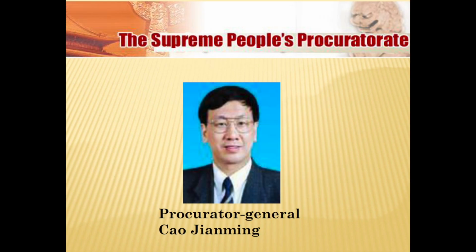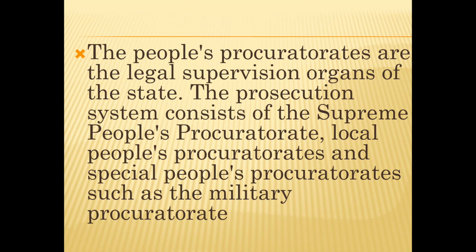Okay? And next, we have here in the picture the Supreme People's Procuratorate, Procurator General Cao Jianming, who is the Procurator General of the Supreme People's Procuratorate. The People's Procuratorates are the legal supervision organ of the state. The prosecution system consists of the Supreme People's Procuratorate, local people's procuratorates, and special people's procuratorates such as the military procuratorate. So for us, maybe this is the legal department in the Philippines, and here they have the Supreme People's Procuratorate, who will do the judicial functions.